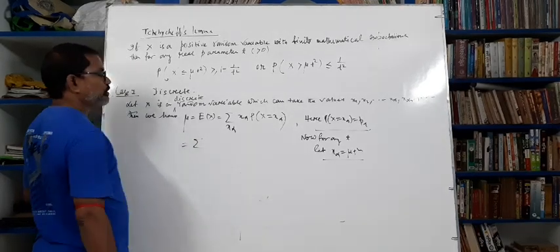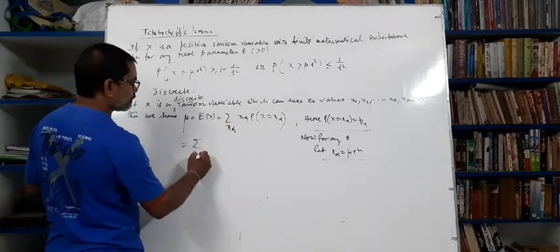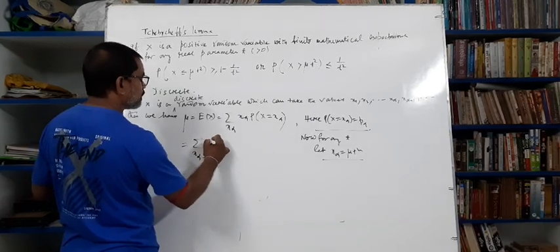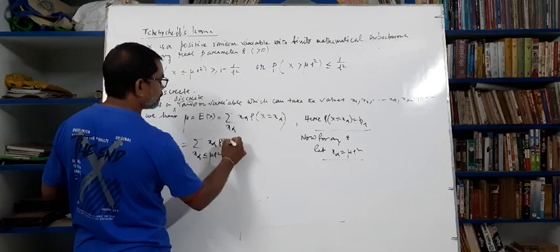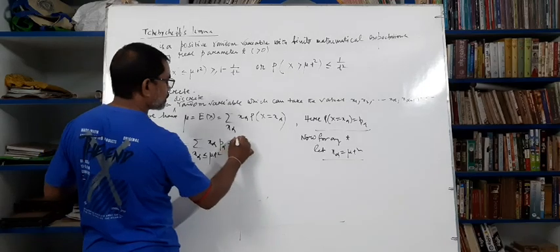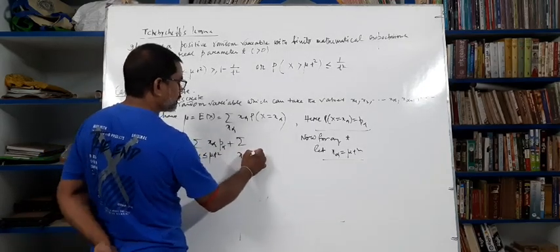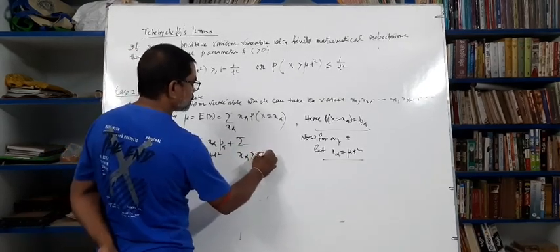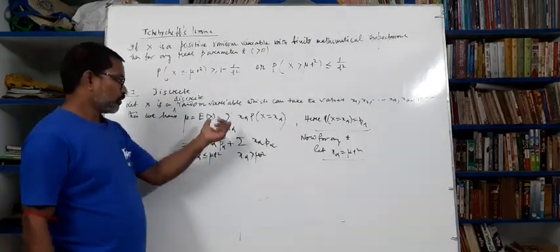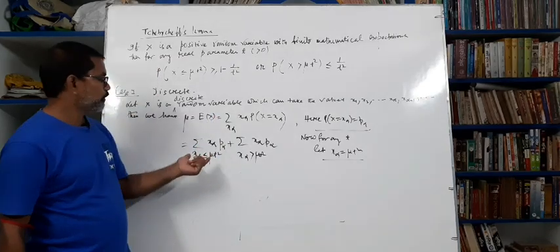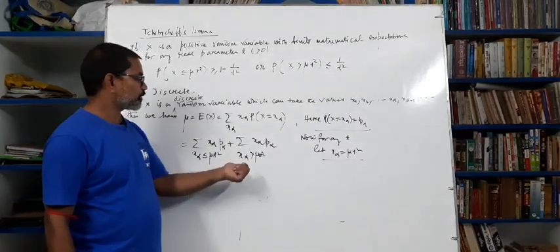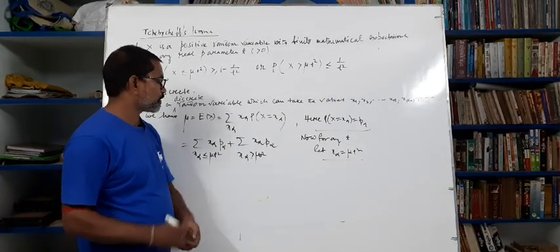So we divide this sum into two parts. The first is the summation over x alpha less than or equal to mu t square of x alpha times probability of X equal to x alpha, that is p alpha, plus the summation over x alpha greater than mu t square of x alpha p alpha. We divide this sum into parts: first x alpha less than or equal to mu t square, and second x alpha greater than mu t square.